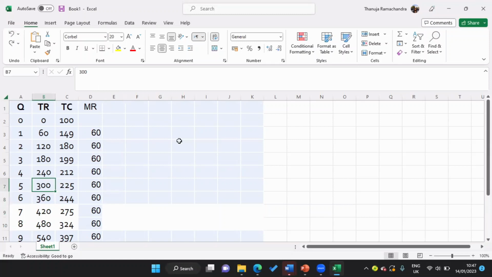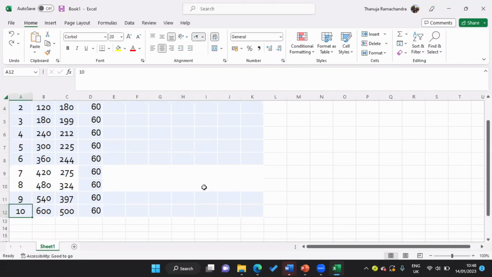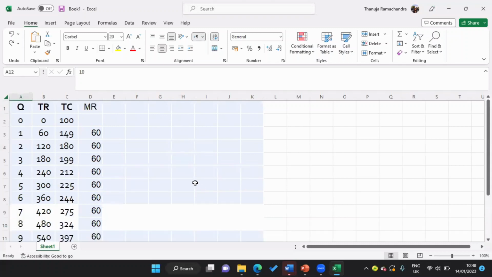Right. So the given scenario is, the total revenue is increasing, but the rate of increasing is constant. The rate of increasing is the tangent, that is the marginal revenue, additional revenue. So that remains constant throughout all possible levels of output from 0 to 10, right? So we'll calculate the next one, marginal cost.